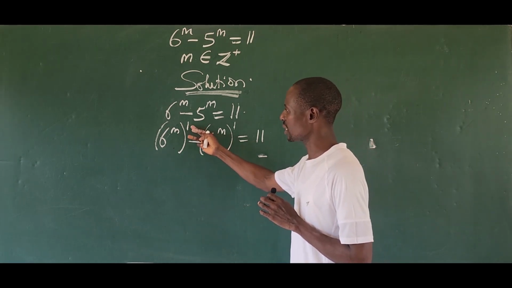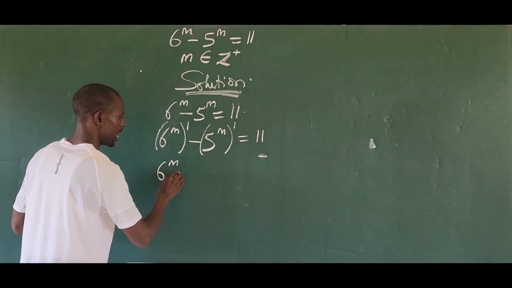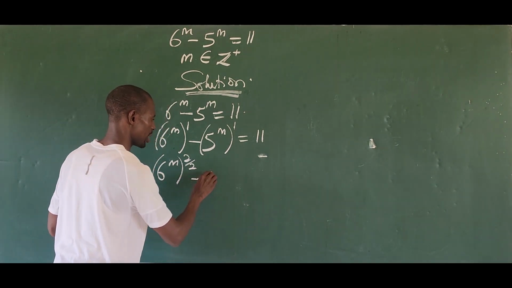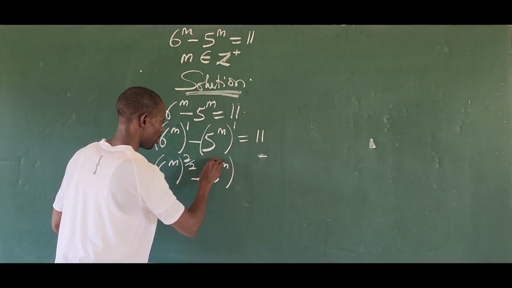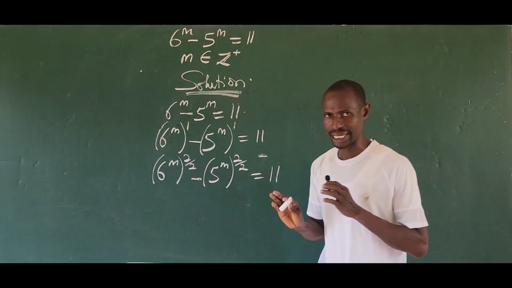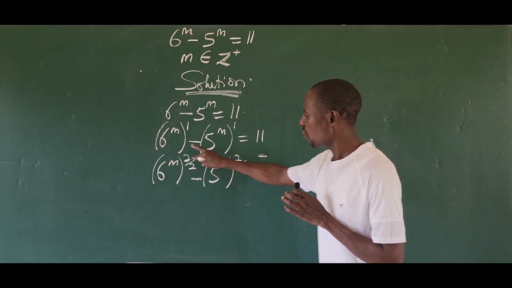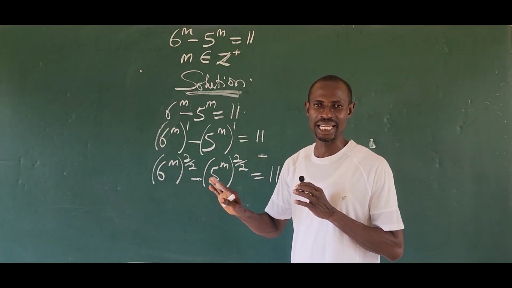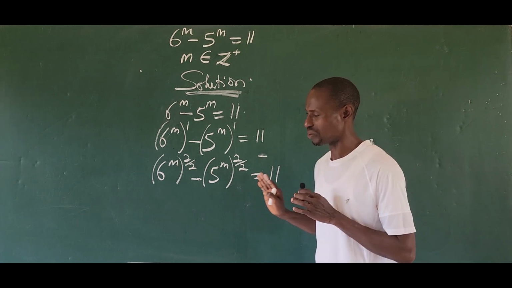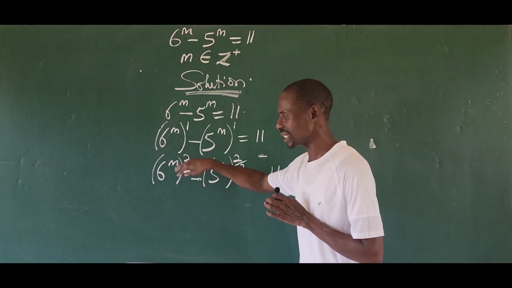And so I decided to raise this to 2 all over 2. So this is the same thing as 6 to the power of m, raised to the power of 2 all over 2, which is the same thing as 1. Then I do the same thing here of 5 to the power of m, raised to the power of 2 all over 2 equals 11. The question you may ask is why am I not raising the 11 to 2 all over 2? Mind you, what I did here has not affected anything. According to the law of equations, whatever you do to the left-hand side, you must do to the right-hand side. Like I said earlier, 2 all over 2 is 1, so it didn't change anything here.